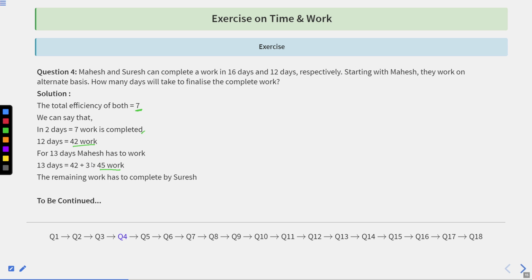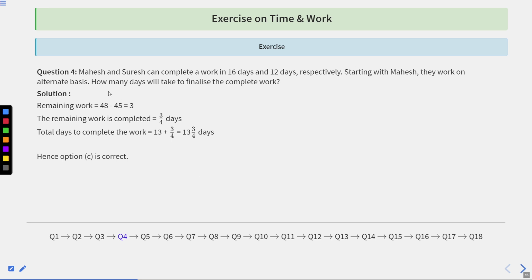So the remaining work has to be completed by Suresh. The remaining work is 3 units because 45 units is already done. So the remaining work is completed in 3 upon 4 days. So the total days to complete the work will be 13 plus 3 upon 4. So the correct option here is option C.